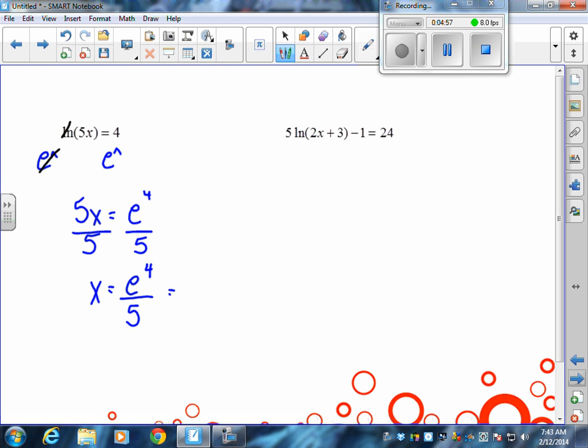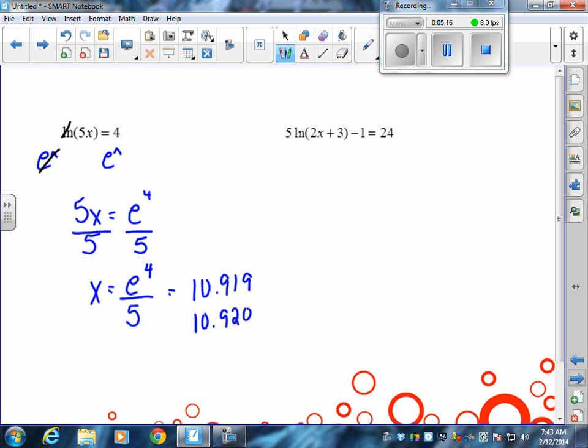Now let's go ahead and get an answer for that. So I can use my calculator, find e to the 4th and then divide that by 5, and I get 10.919, or since there's a 6 after that, it could be 10.920. All right, now let's look at the next one.